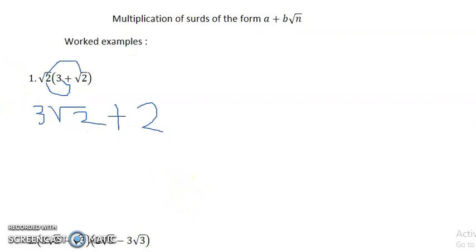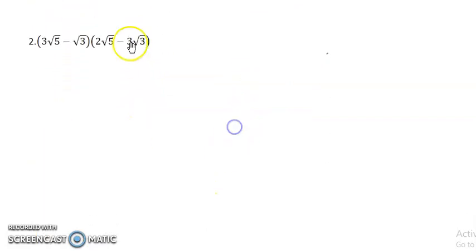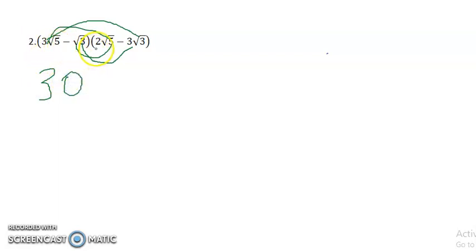Now let's solve the last question for the part 1 of this video. Now, the last question is asking us to multiply this. So then you multiply this, then you multiply this with these ones. So let's begin. 3 root of 5 multiplying 2 root of 5, you get 30. Because 3 multiplies 2 gives 6, and root of 5 multiplying root of 5 gives 5. 6 times 5 gives 30.